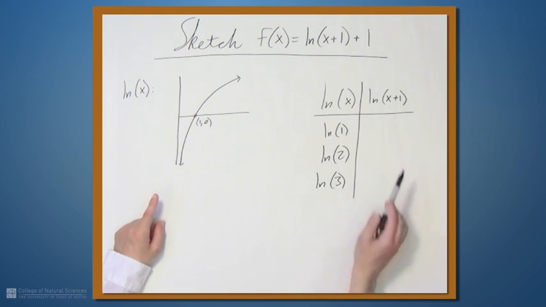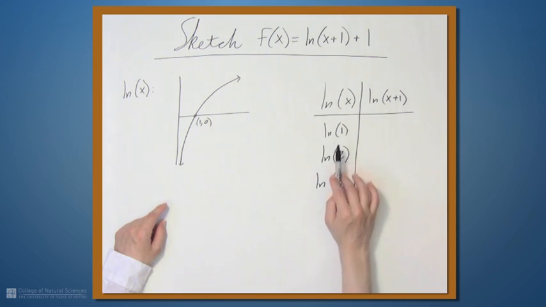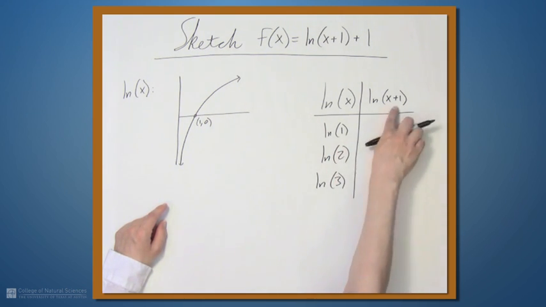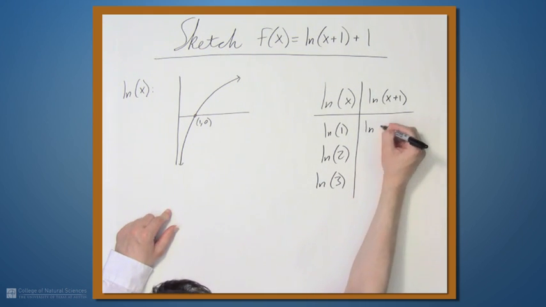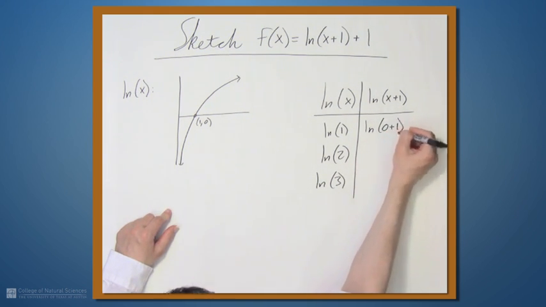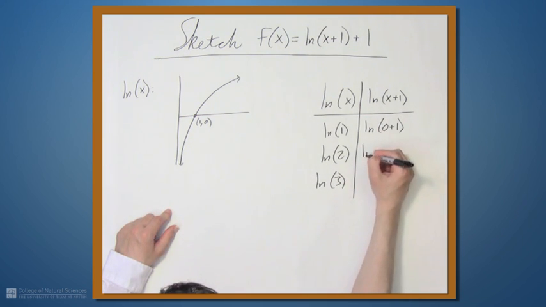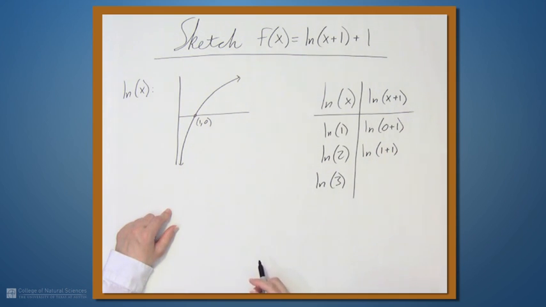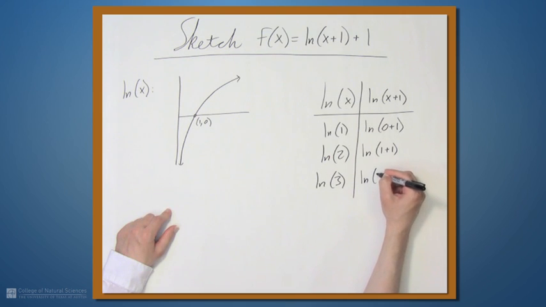So the question is, what do I need to plug in for x on the right-hand side to get these same values? In the first row, if I want to get a 1 inside here, x needs to be 0. So this is natural log of 0 plus 1. If I want a 2 on the inside, I need to plug in x equals 1. That gives us natural log of 1 plus 1. And if I want a 3 on the inside, I need to plug in x equals 2, because that gives us 2 plus 1.